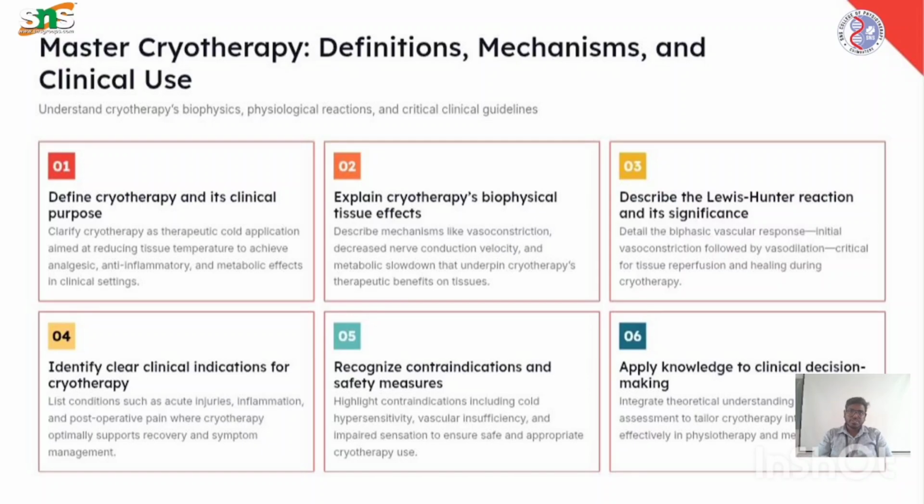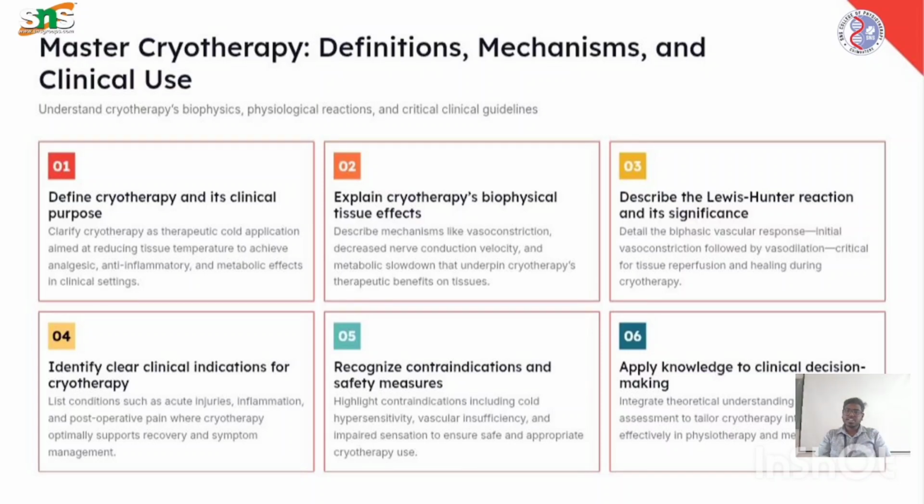So the cryotherapy definition and mechanisms: cryotherapy is a therapeutic cold application aimed at reducing the tissue temperature to achieve analgesic, anti-inflammatory, as well as metabolic effects in the clinical setting. The biophysical tissue effects of cryotherapy are that it mainly helps in vasoconstriction. Due to the vasoconstriction, it also decreases the nerve conduction velocity as well as causes a metabolic slowdown, which underpin cryotherapy's therapeutic effects on the tissues.